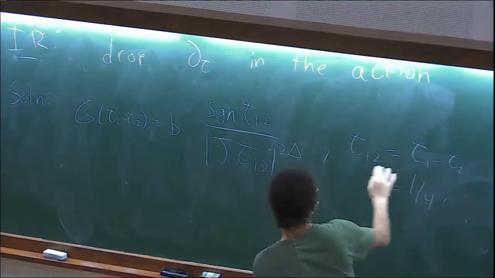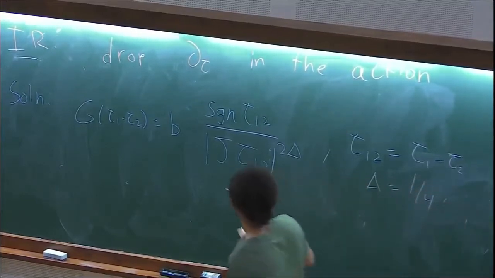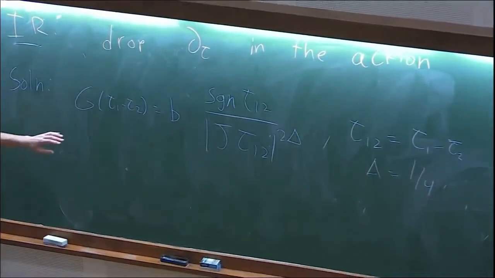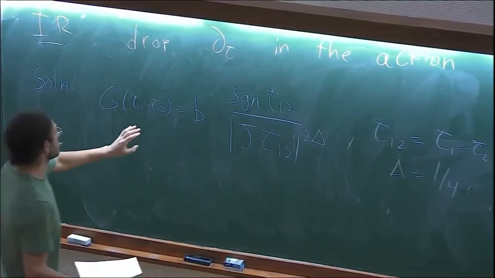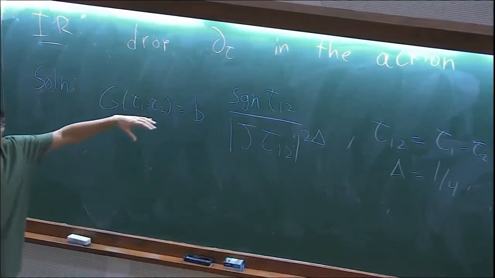So I've defined tau 1, 2 to just be tau 1 minus tau 2 to simplify notation. And B is some constant, which is known, but I'm not going to write down. So you can check that if you plug this into these two equations, it works. Well, after dropping the i omega, if you plug that into there, it works. It's a solution of the equations.